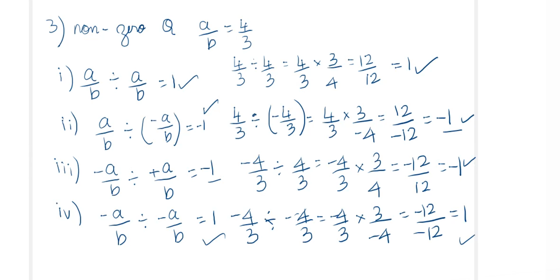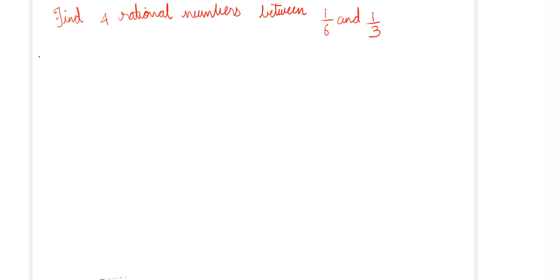So we have one last concept. Quickly we'll just go through it. That is finding rational numbers between two given rational numbers. This is very important from an exam point of view, so please be a little attentive. This concept we'll look into with an example.